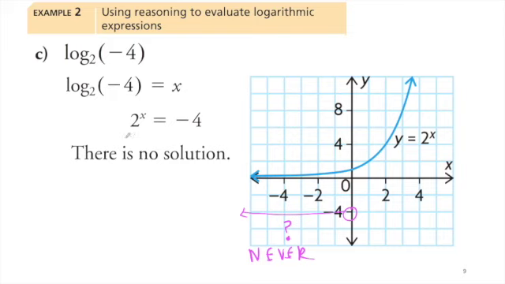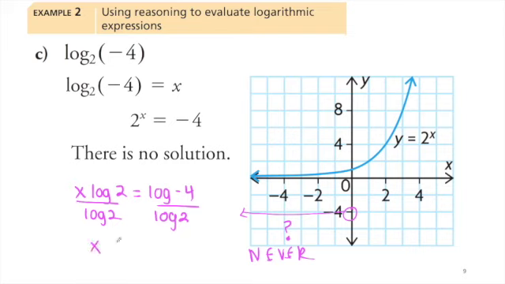If you take the log of, let's do this, x log of 2 is equal to the log of -4, divide by log of 2. So say that you're taking the log of both sides. If you take the log of -4, you're going to keep getting error. Okay, so it doesn't work, therefore there is no solution.